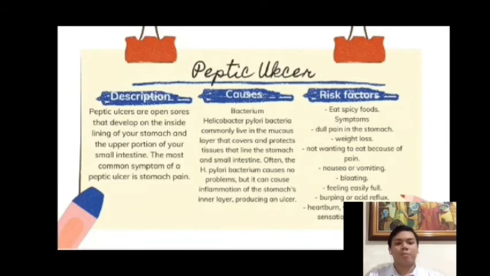Helicobacter pylori bacteria commonly live in the mucus layer that covers and protects tissue that lines the stomach and the small intestine. Often, the H. pylori bacterium causes no problems, but it can cause inflammation of the stomach's inner layer, producing an ulcer. Also, one of the causes is regular use of certain pain relievers.